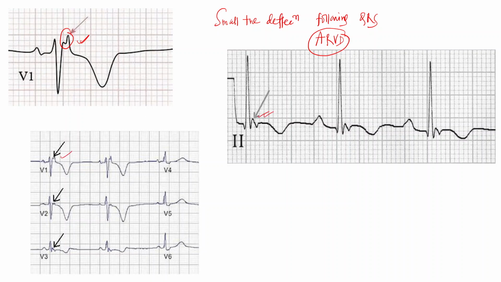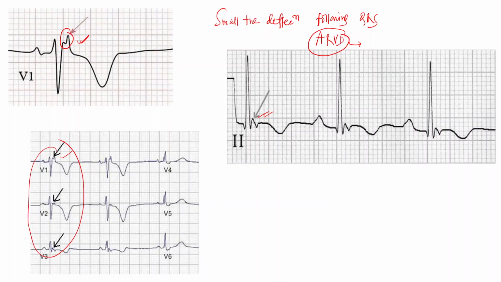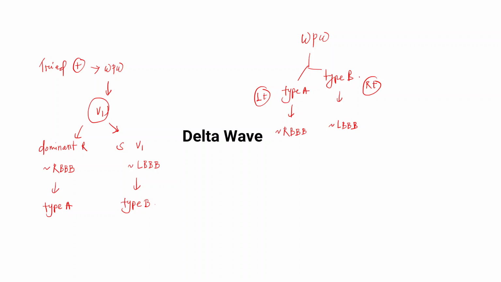These epsilon waves are classically seen in V1, V2, and V3. These ARVD patients will also have an associated right bundle branch block pattern. Anyway, I will not be discussing all those details here because that will be discussed later. As of now, just remember epsilon waves are classically seen in arrhythmogenic right ventricular dysplasia, and I have already told you previously that Fontaine leads are used to delineate the epsilon waves correctly. Okay, so this ends our discussion about the waves in the ECG.